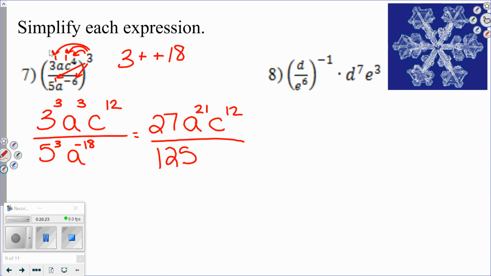Do I still have this A down here? No, I put that together with that one. So I took care of all my like terms. I distributed, I combined like terms. Do I have any negative exponents? Nothing to move. Can I simplify 27 over 125? If you're unsure, is there a way to check it in your calculator? Yeah, if you just type in 27, hit the fraction button, 125, and hit equals, does it simplify?